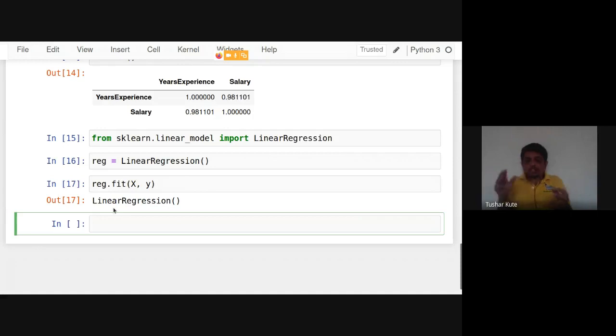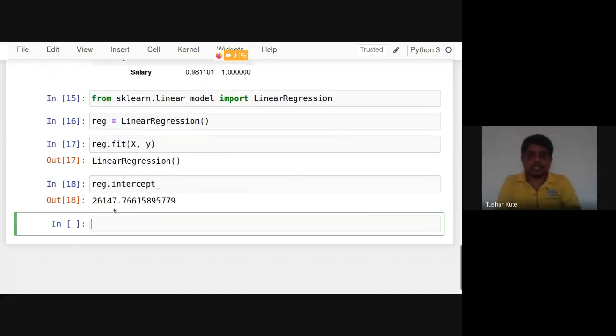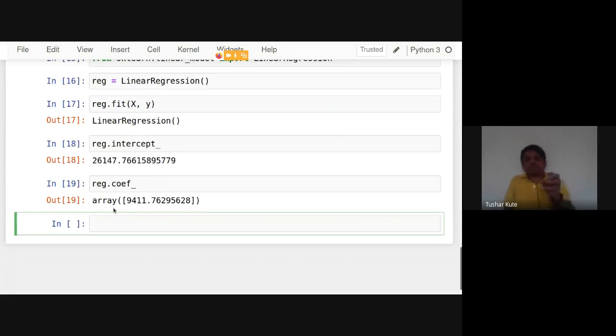Now we know y = mx + c, where m is the slope and c is the intercept. If you want to see the values calculated, it will be reg.intercept_, the intercept of the given data, and reg.coef_, the slope of that data. The slope is 9411 and the intercept is 26,147. Now I will apply the same x input and generate the result, which will be perfectly linear because it follows the equation y = mx + c. Let's say y_pred = reg.predict.